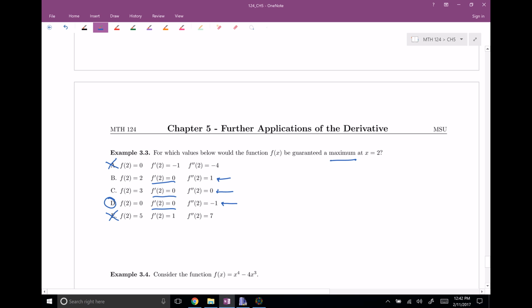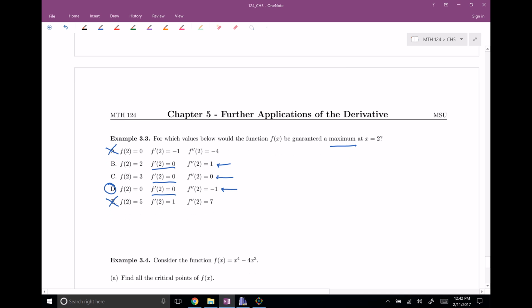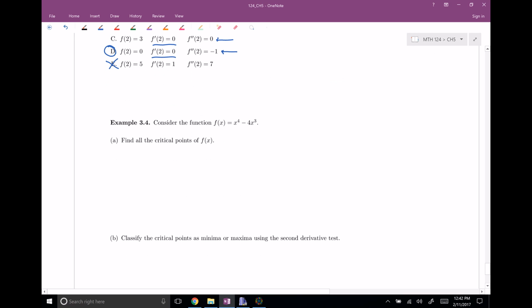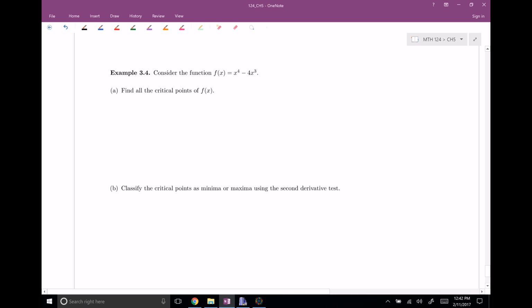Okay, so like I mentioned, this is kind of maybe one of the purest forms of checking the second derivative test. I like this sort of question. And then finally, one with an actual equation. So consider the function f of x equals x to the fourth minus 4x cubed. We're going to find all the critical points, and then using B, we're going to classify critical points as minima or maxima using the second derivative test.